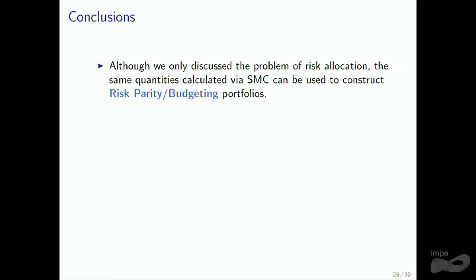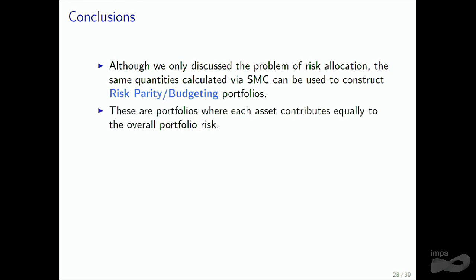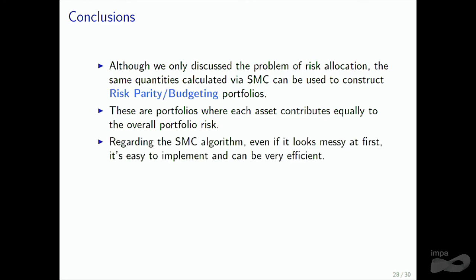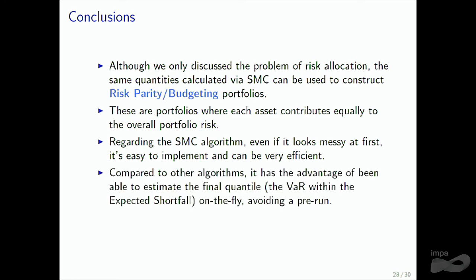So just to conclude, this kind of quantity I was talking about can be used for something more interesting, I think, than just calculating the risk allocation: it can be used to construct risk parity portfolios, risk budgeting portfolios. These are portfolios where each asset or asset class contributes equally to the portfolio risk. The SMC algorithm may seem messy, but it's not that hard to implement. We don't need to compute the value at risk if we want to compute the expected shortfall allocation. This is something interesting. And the parameter uncertainty can also be handled.